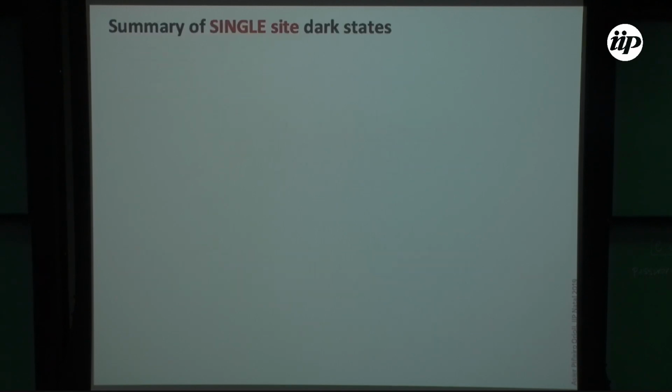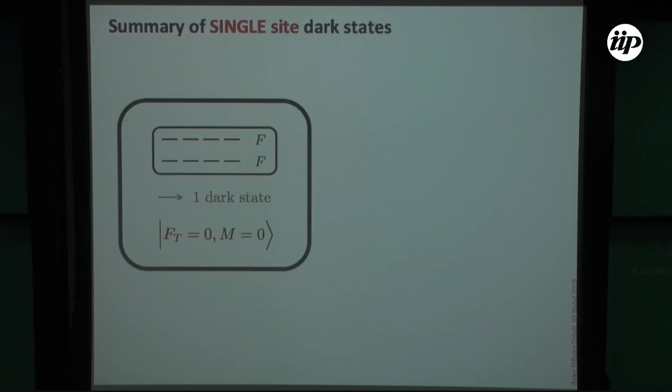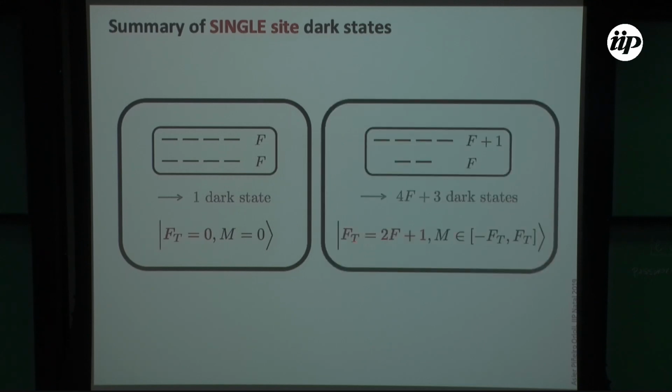All right, so here's a little summary of the single site case, so two atoms on a single site. I've shown you that there is always one dark state for this type of internal level structure, and there are all these dark states with maximal total angular momentum for this other level structure. And just let me mention that for the other relevant case, with F going to F-1, there are no dark states. This is because there are always too many decay channels, so it cannot be cancelled out. Okay, so this was for one single site.